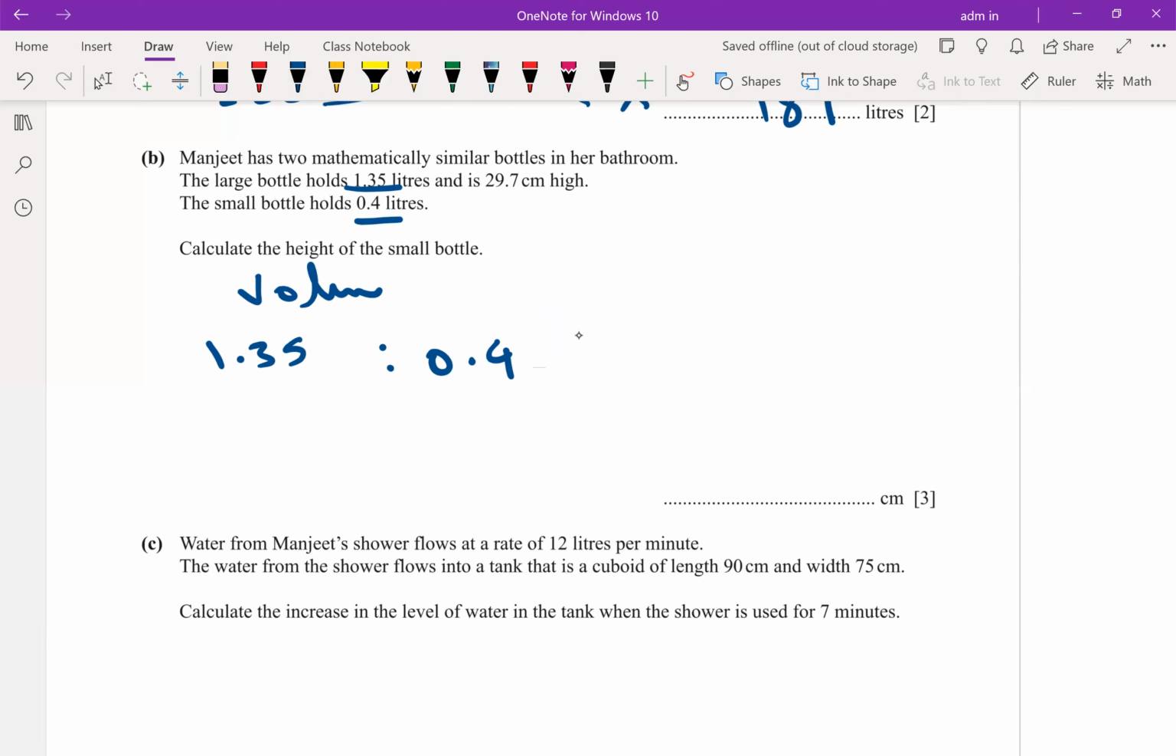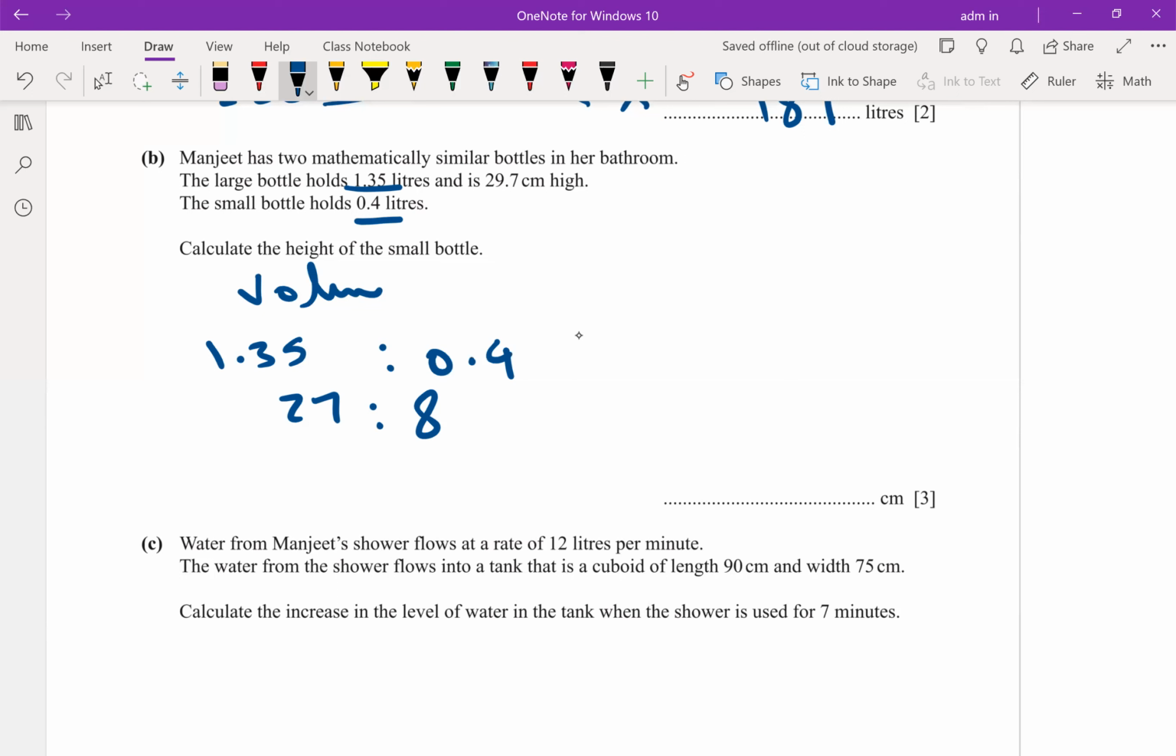Can you give me this answer simplified as a fraction by using the calculator? 1.35 divided by 0.4? 27/8. This is the final answer simplified. This is the ratio of what? Volume. If it is given the volume ratio, how to get the length ratio from the volume?